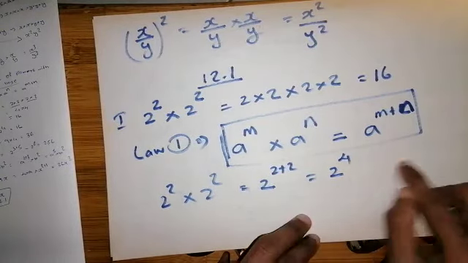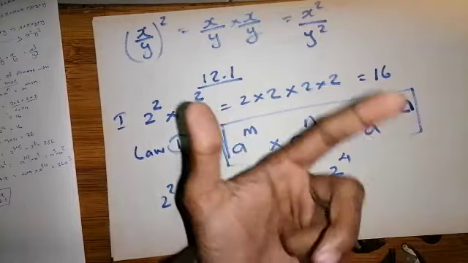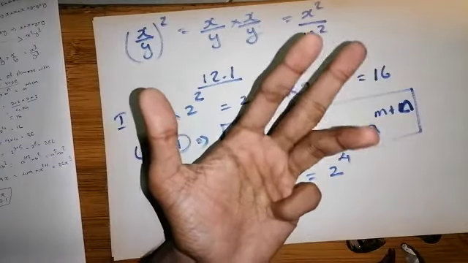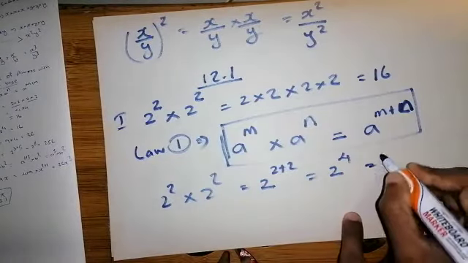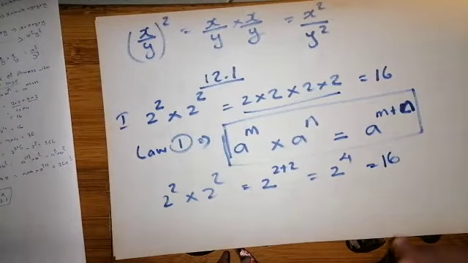You don't need to write the expansion form. Calculate it mentally. 2 to the power 4: 2 into 2, 4. So 4 into 2, 8. 8 into 2, 16. So 16. You don't need to write the expansion. Directly you can write the answer.